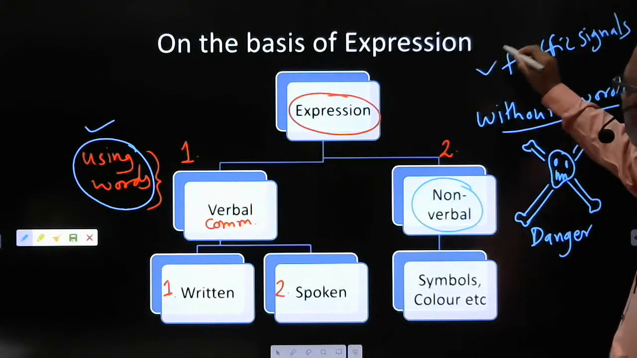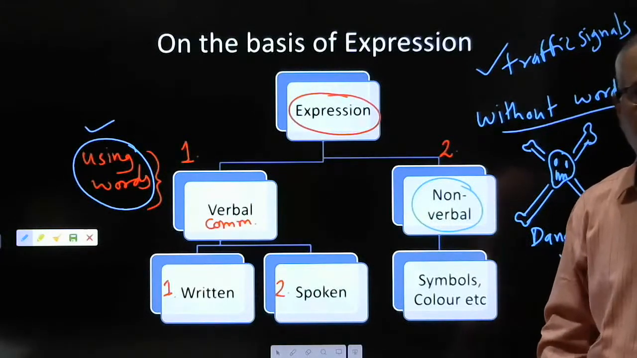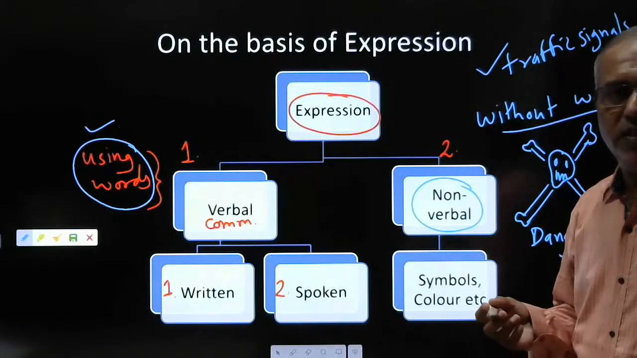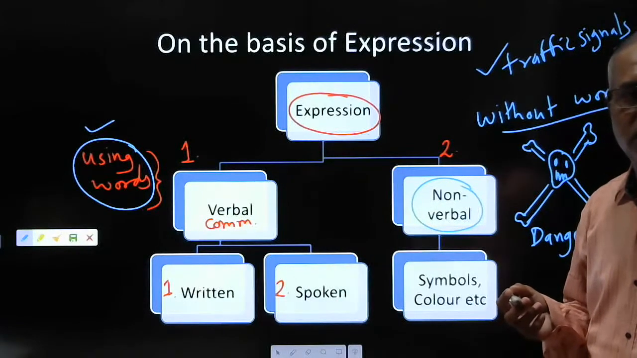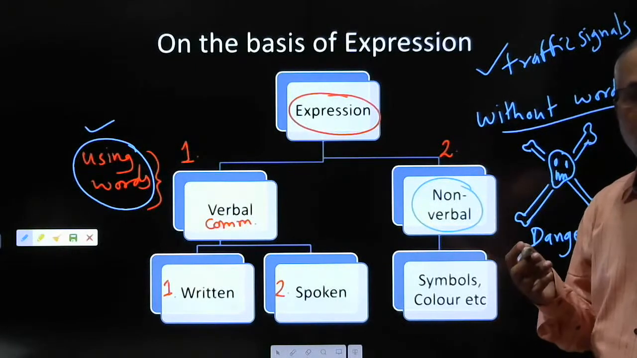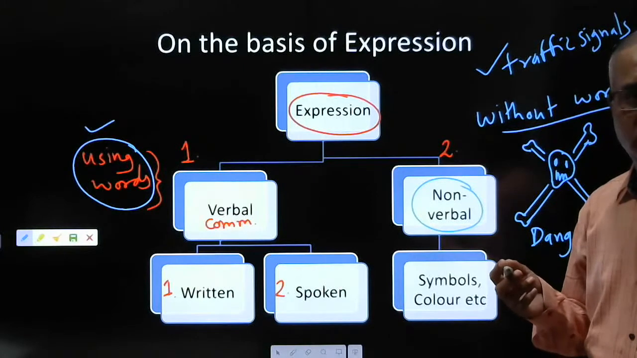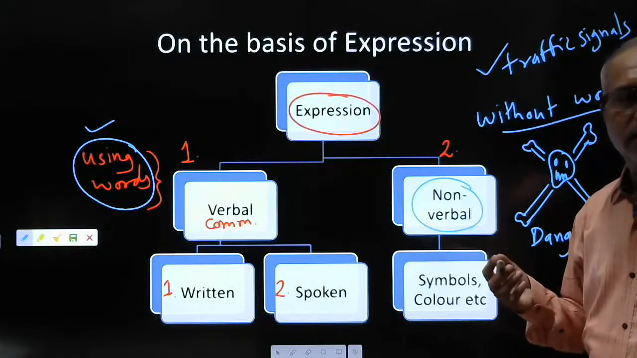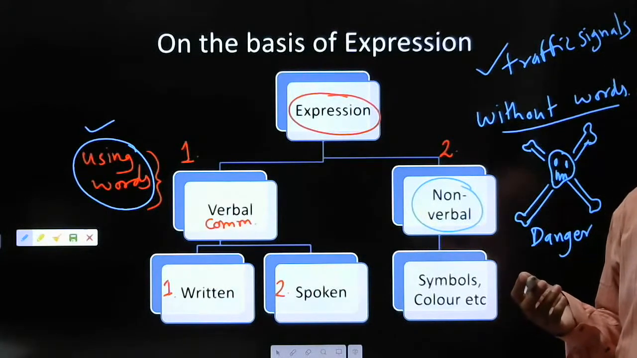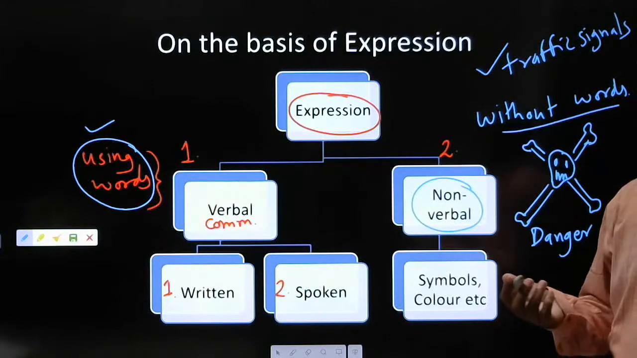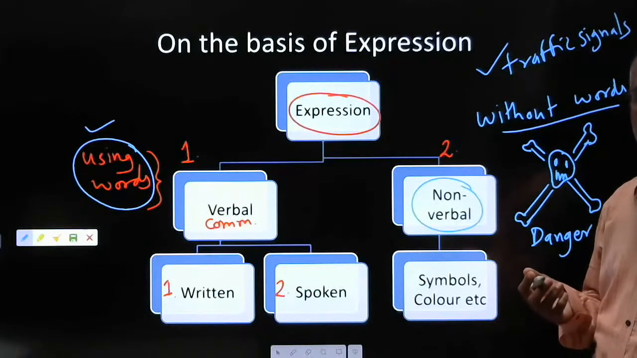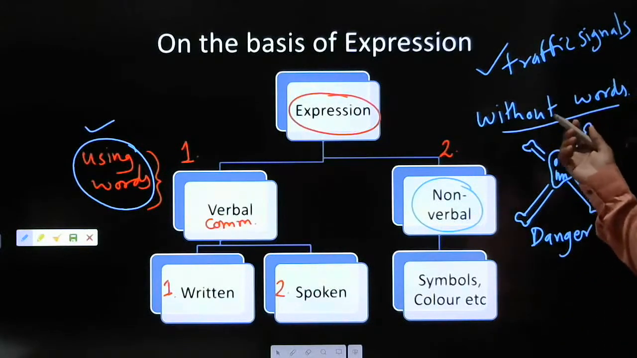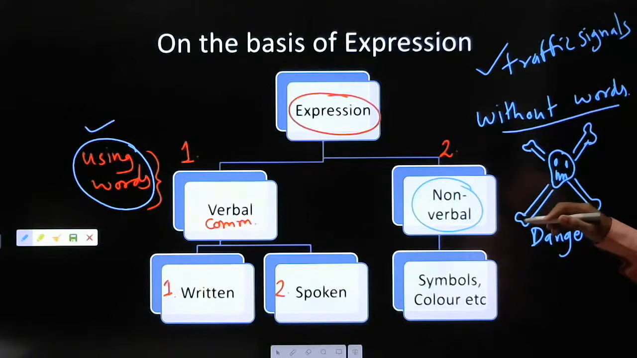So those traffic signals also are non-verbal communications. Then there are certain sirens buzzing on the road. You immediately understand that if a siren is there, an ambulance is going, and the people on the road give way to that ambulance. Why? The siren indicates that there is an emergency. The patient is there, and he must be carried immediately to a hospital, and therefore, to indicate this emergency, the sirens are there. So these are the examples: sirens and traffic signals.